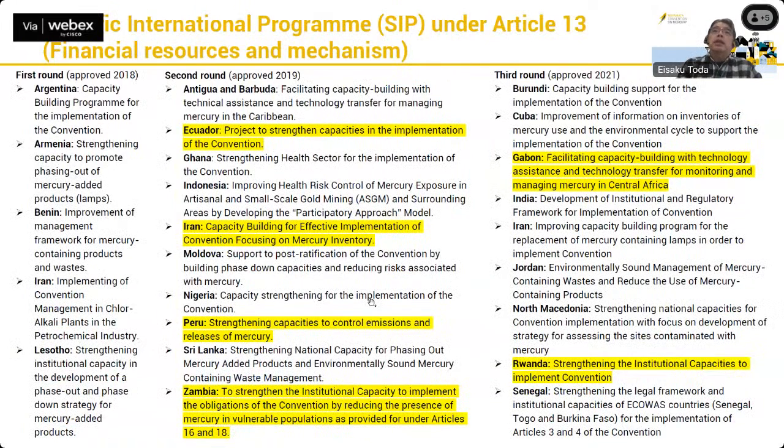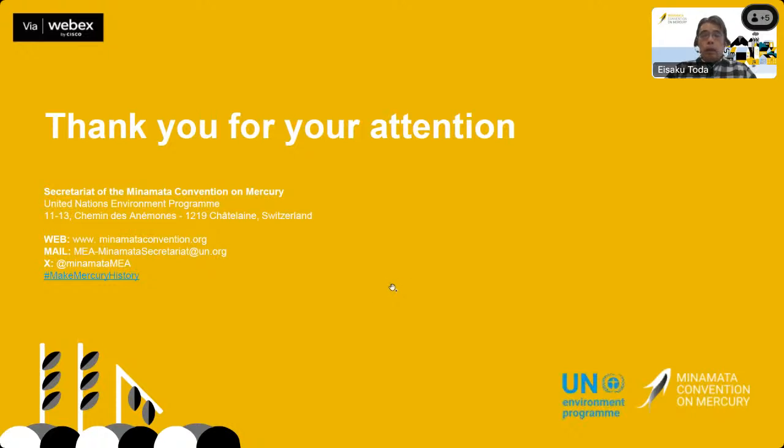My last slide is about one of the financial mechanisms of the Minamata Convention, which is the Specific International Program (SIP), and there have been three rounds of project funding. The yellow highlighted are projects that include Article 9 in their objectives. The fourth round application closed this summer, and we are in the process of selecting the projects to be funded. So I think this is my presentation, and if you have any questions, please put them in the chat.